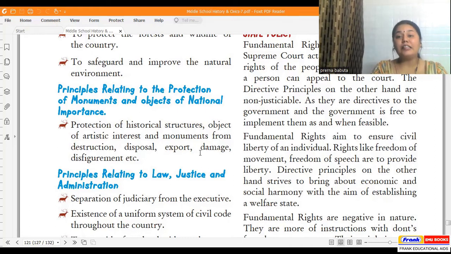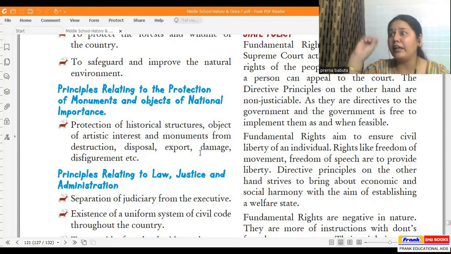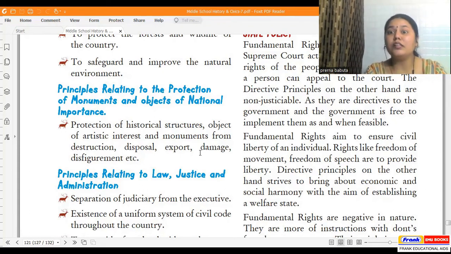So you might have seen that sometimes our national monuments are in a deteriorated condition. Why? Because people have engraved something or the other, have shown their artistic skills on these monuments. That should not be done.